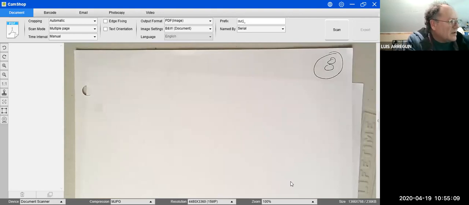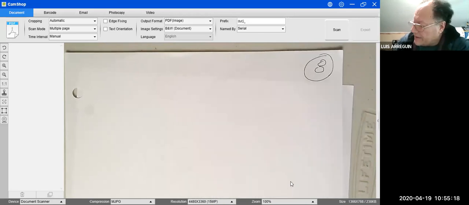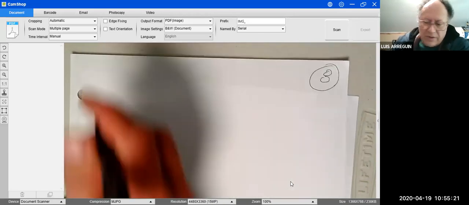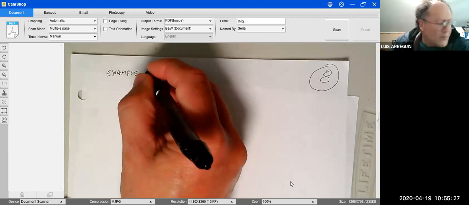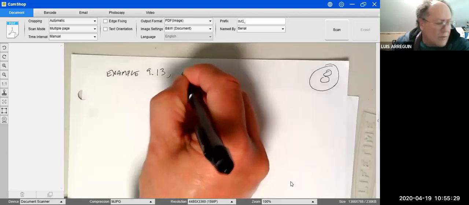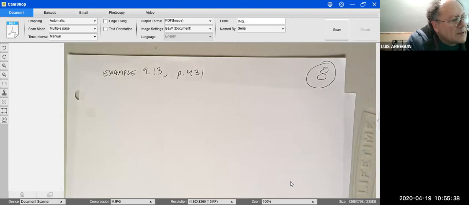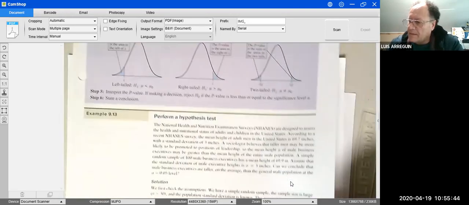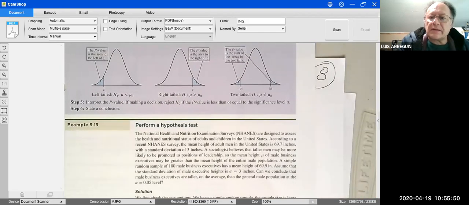And now in this problem, we're going to use the p-value method. I prefer the p-value method, but it's up to you. The important thing is that you need to learn about the two methods, but you can choose the one that you prefer the most. So now I'm going to work on example 9.13 on page 431. So let's look for that problem. We have here the problem, so let's read it.